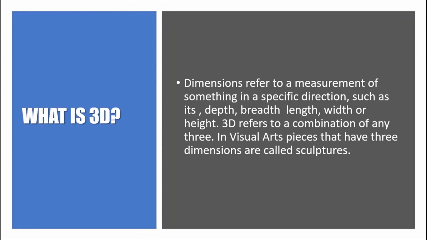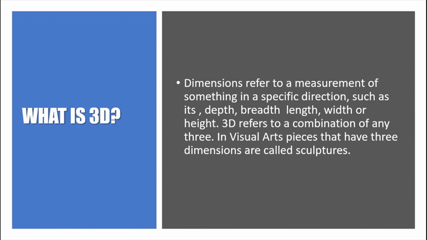Now, 3D refers to a measurement of something in a specific direction. Measurements such as height, depth, width, length. You would have remembered that when defining shapes, we spoke about shapes being any figure that has two dimensions. The two dimensions that shapes generally have are length and width, and as such, they're considered 2D, flat. But 3D has an additional dimension, which turns them into what we call in art forms. Alright, so it refers to a combination of any of the three dimensions. And in visual arts, the pieces are referred to as sculptures.